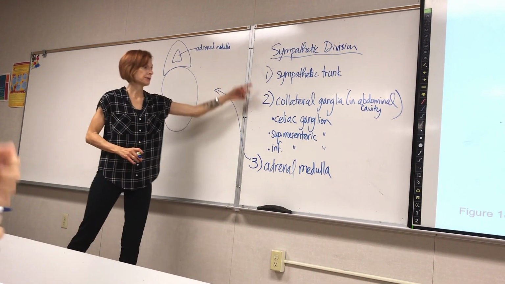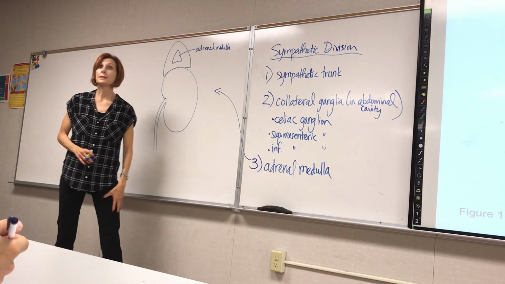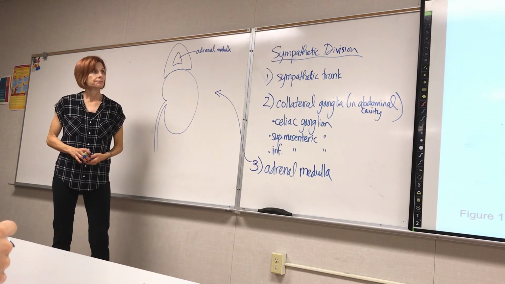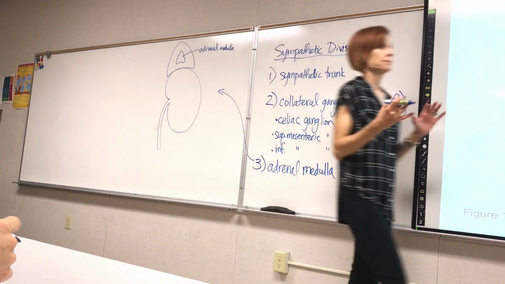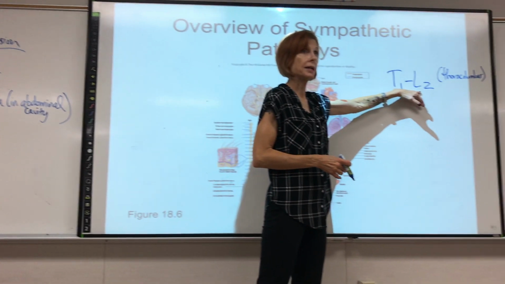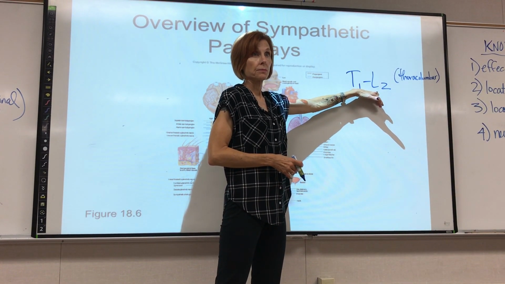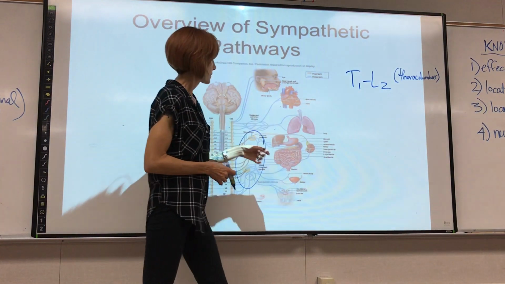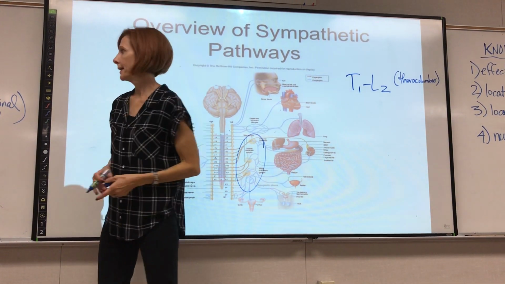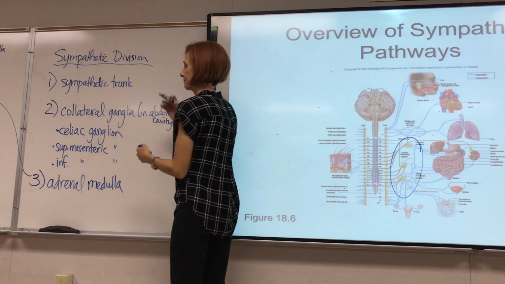So these are the different possible ganglia for the sympathetic neurons. You need to know that the preganglionic neurons are located from T1 through L2. Thoracolumbar. And these are the ganglia.